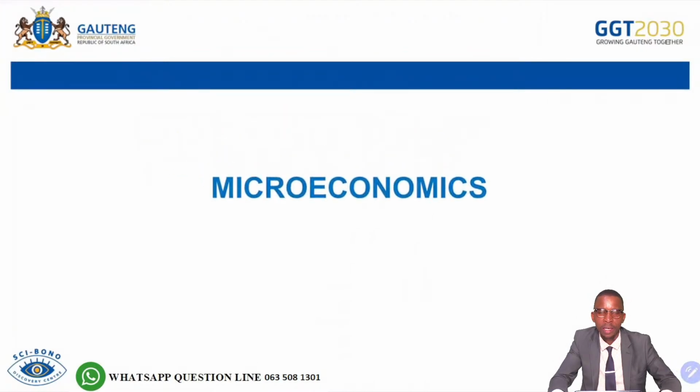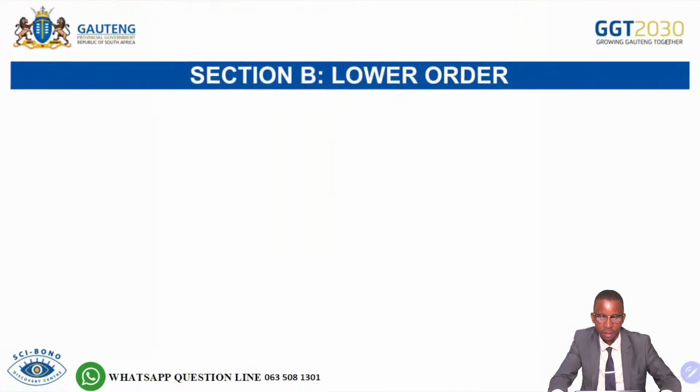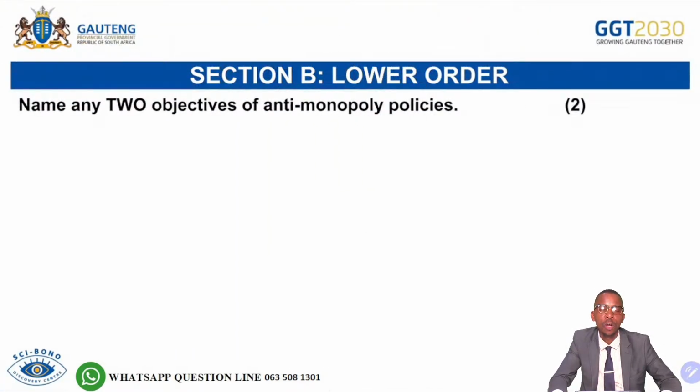So the following are examples of microeconomics. So let's see what we have in this situation. We start with the lower order questions. Remember, the lower order questions are why you have to give, mention, name, or list. They don't require you to discuss anything. You just remember and provide the correct answer. For instance, these are the examples. Name any 2 objectives of anti-monopoly policies.